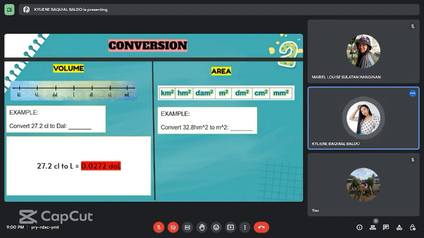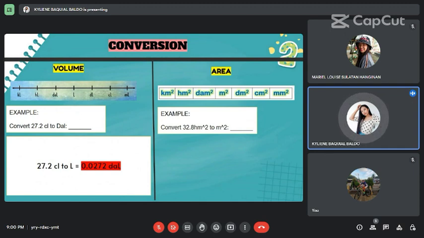Hectometer is on the right and meter is in the center. So it's like going to the right again. We have to count how many moves. Hectometer to decameter is 1 and decameter to meter is 2.